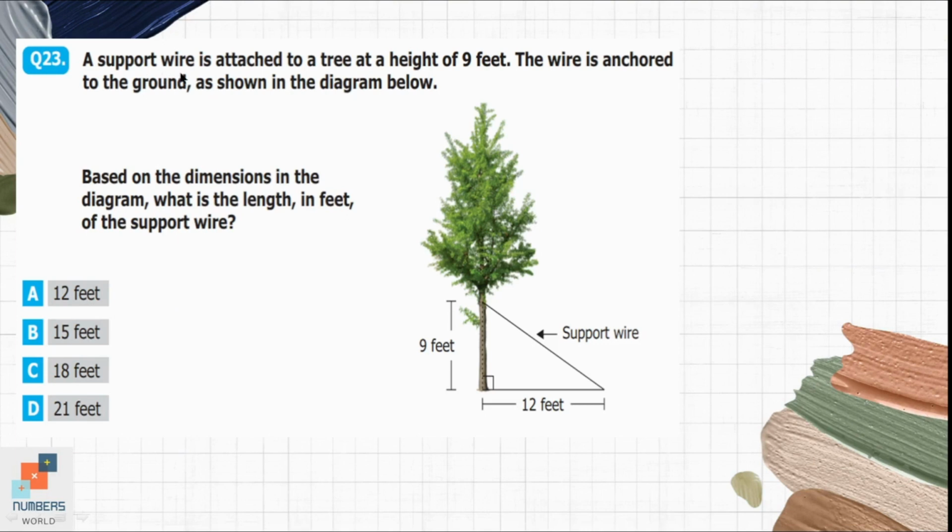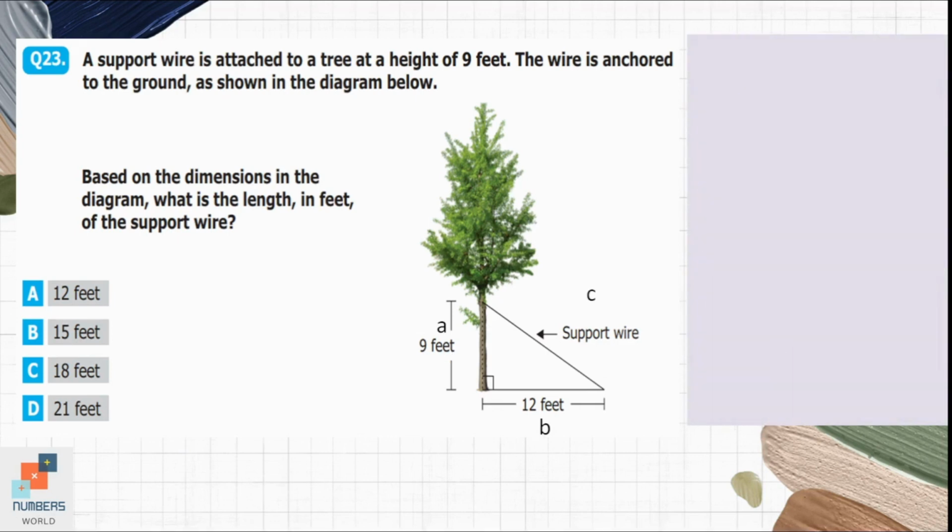Question number 23. A support wire is attached to a tree at a height of 9 feet. The wire is anchored to the ground as shown in the diagram below. Based on the dimensions in the diagram, what is the length in feet of the support wire? We can see the diagram is a right angled triangle. The height of the triangle is 9 feet and the base is 12 feet, whereas the value of the hypotenuse is missing.